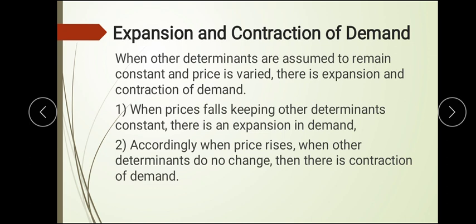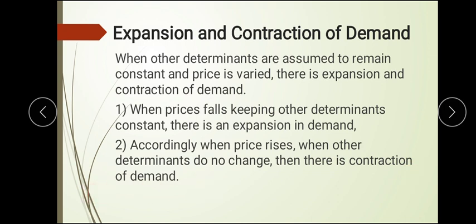So why is there an expansion and contraction of demand? We have already seen how demand goes in the law of demand. Here it is again telling us that when other determinants remain constant and price varies, that is, there is a change in price, there is an expansion or contraction of demand. Because of price changes there may be expansion, and because of price changes there may be contraction. When a price falls, keeping other determinants constant, there is a reduction in price and the demand expands. Likewise, when a price rises and other determinants are not changed, or you can say they are still the same, there is a contraction in demand.